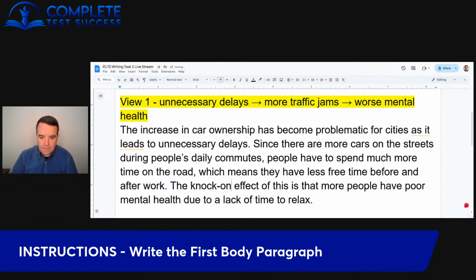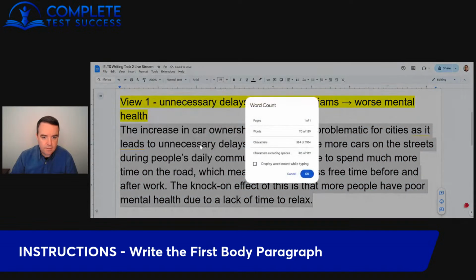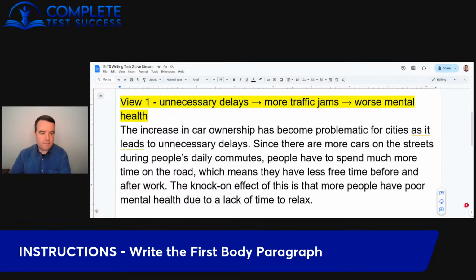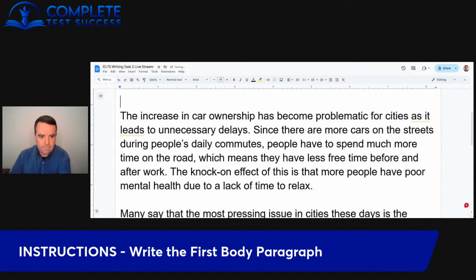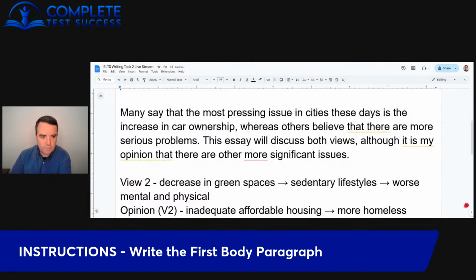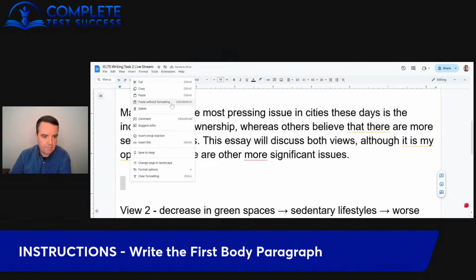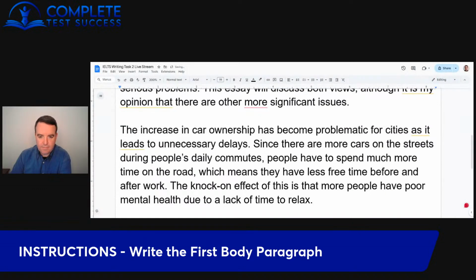So how long is that now? That there is, let me see, 70 words right on the button. Okay, so that's our first paragraph done. I'm just going to take that and I'm going to move it down. So we've written our introduction here already. Then we have our first body paragraph about that.